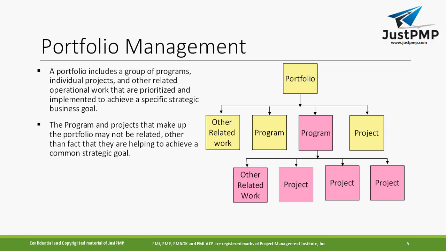So any organization will have a portfolio under which you can have multiple programs and multiple projects. These are grouped in such a way that they meet the strategic business goal. So at the end, they will give you strategic business value. If you see this, this is a program. Under this program you can have multiple projects, and this program is under the portfolio. And even in the portfolio, you can have separate individual projects which don't require any program.